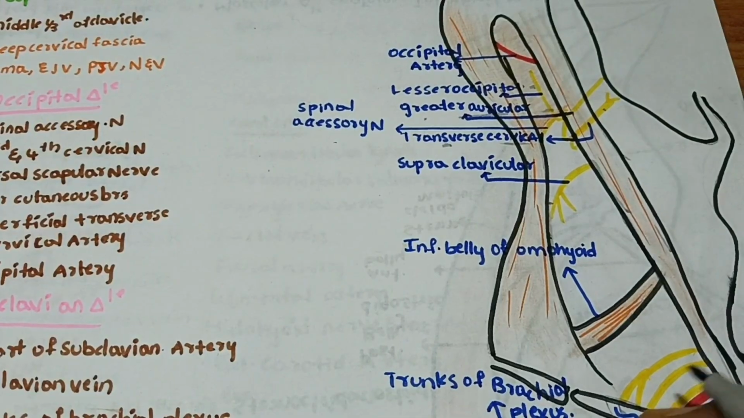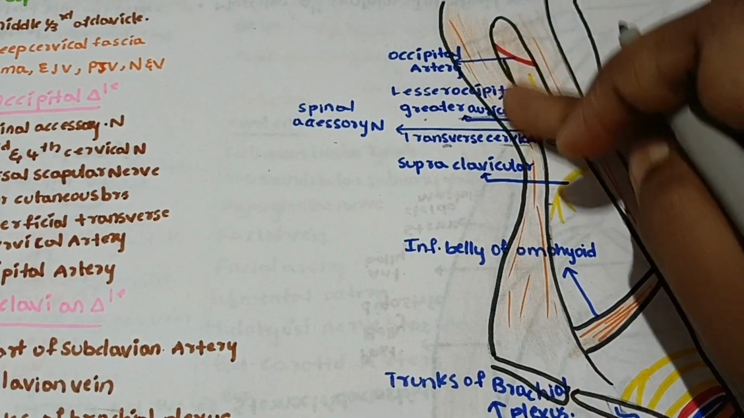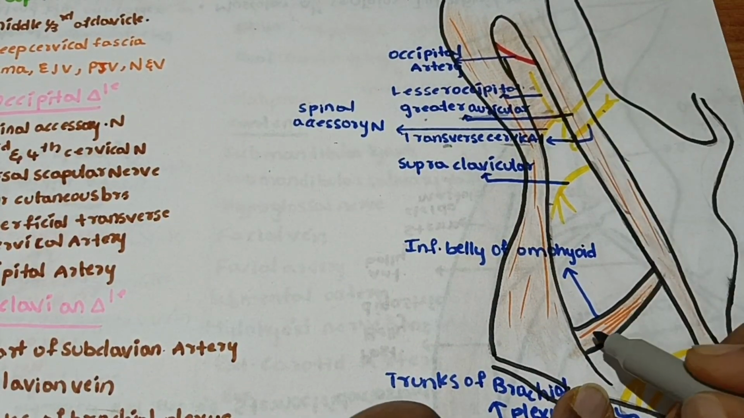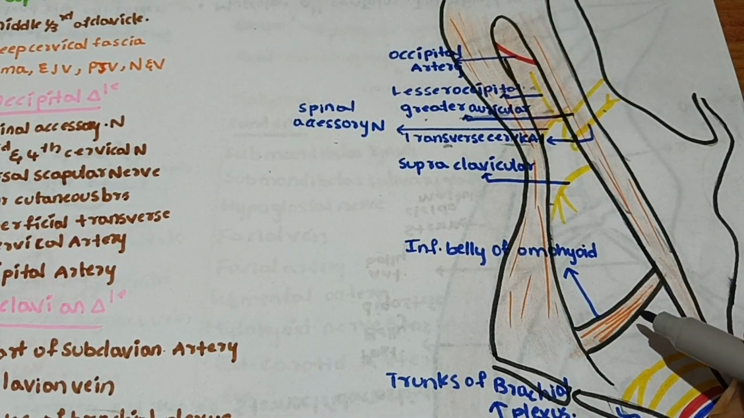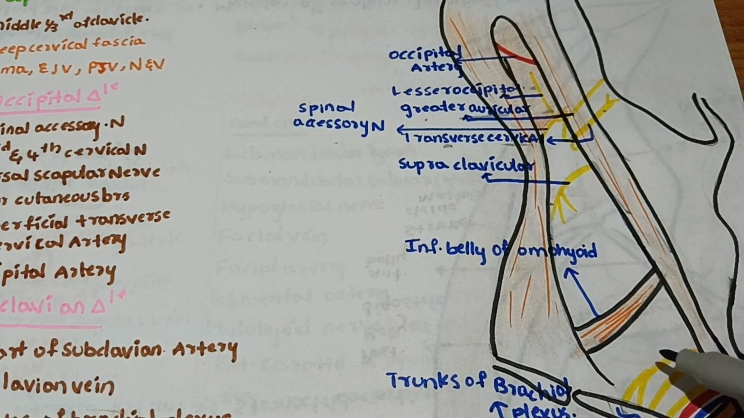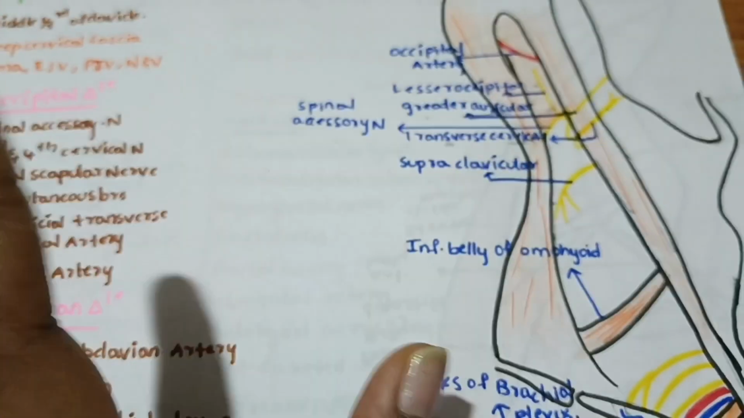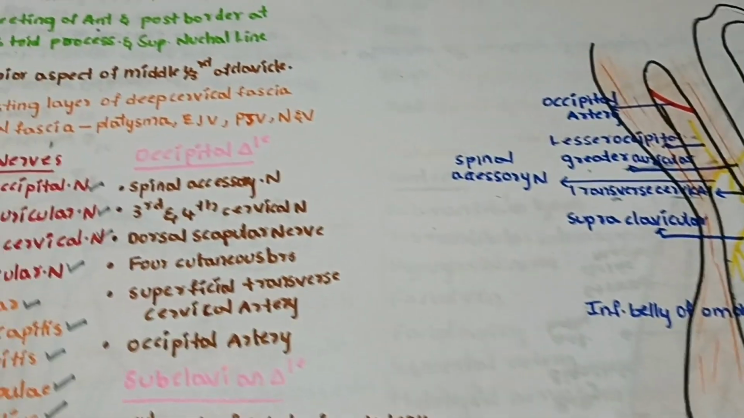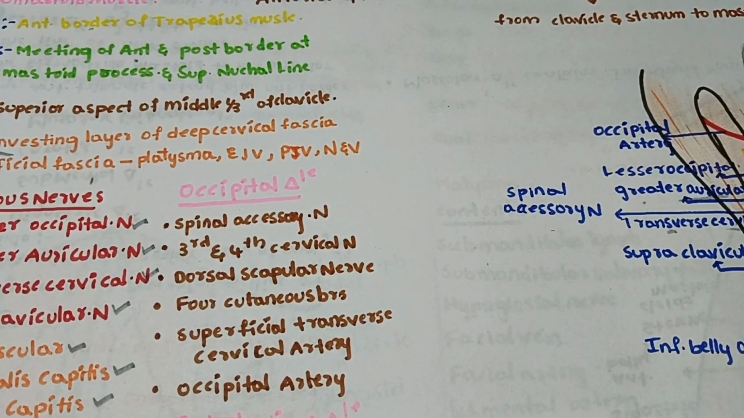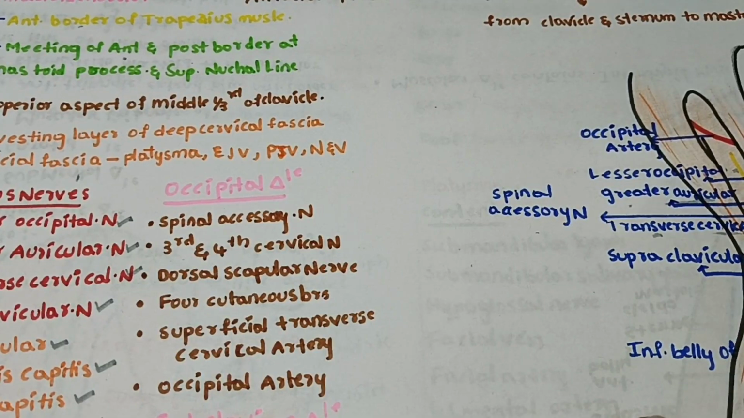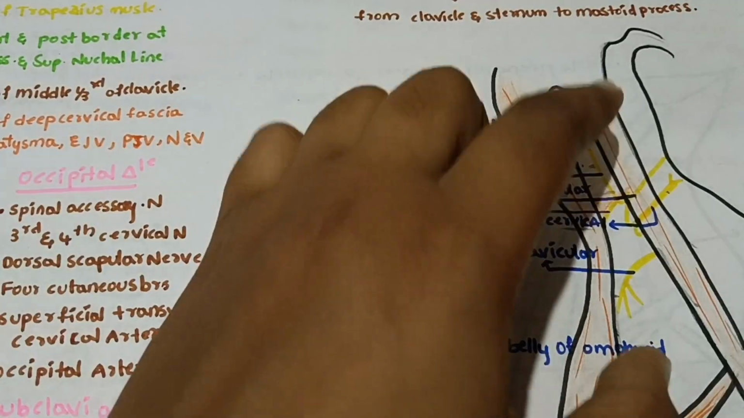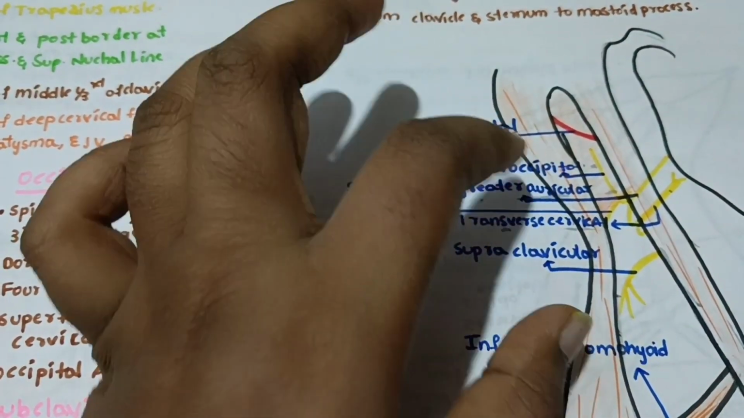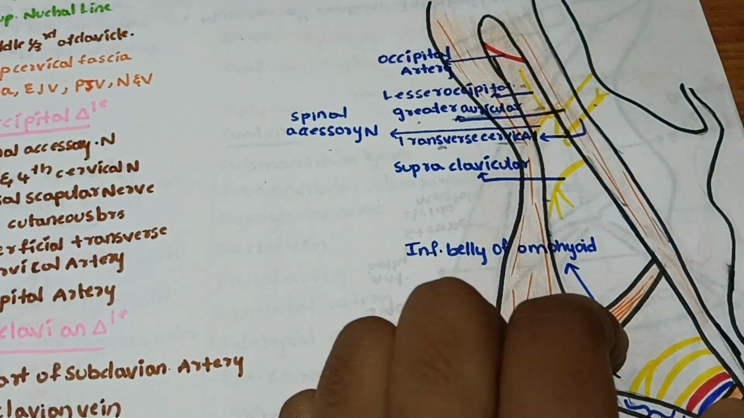See, this is the inferior belly of omohyoid. This is the complete posterior triangle. We have 2 bellies for the omohyoid, inferior and superior. Here the inferior belly of omohyoid is dividing the posterior triangle into the occipital and the subclavian triangle. Now what is the occipital triangle? This large triangle is the occipital, whereas this small one is the subclavian triangle.